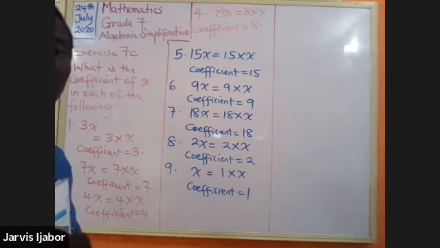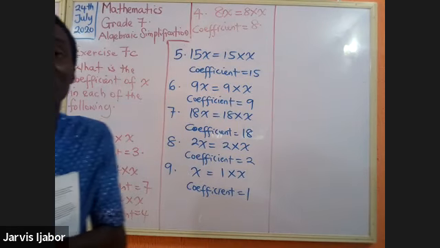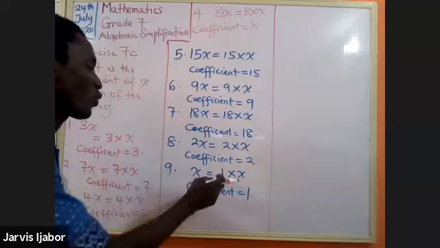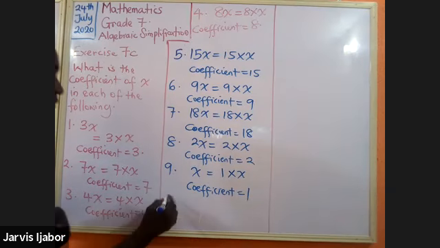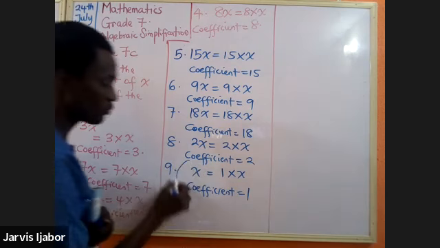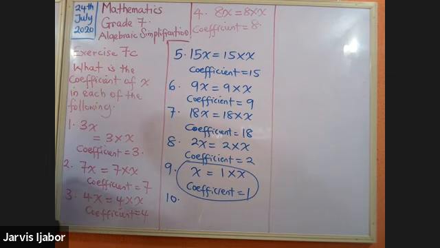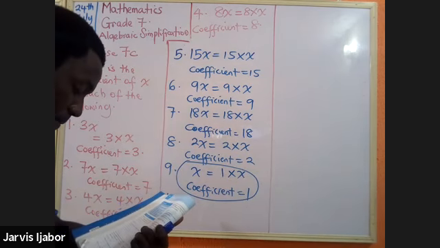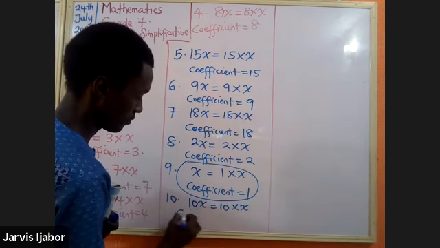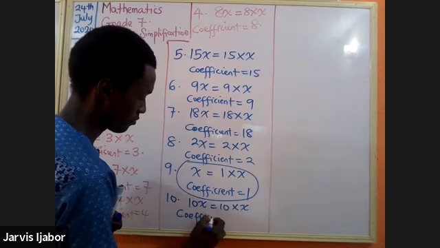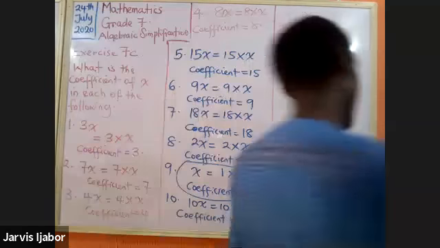Now take note of something here. The reason why x exists is that it is occurring once. So this is 1 times x, meaning x is occurring once. I seen that. So this is one you need to pay very close attention to. Pay very close attention to that one. Number 10. 10x, that's equal to 10.